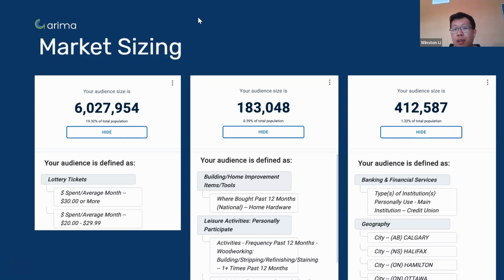Now, of course, the 54 of us on the screen is not a representative population of the country, so it may or may not agree. But if you look across the country, you should be roughly expecting 1 in 5 Canadians spending $20 or more on average on buying lottery tickets.